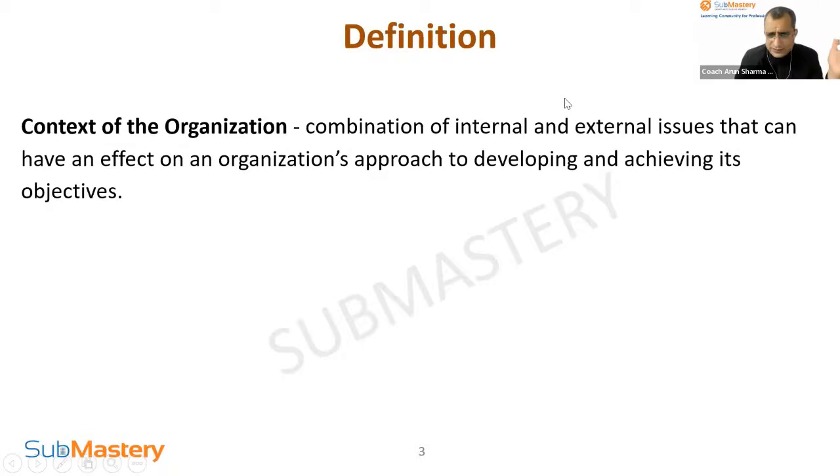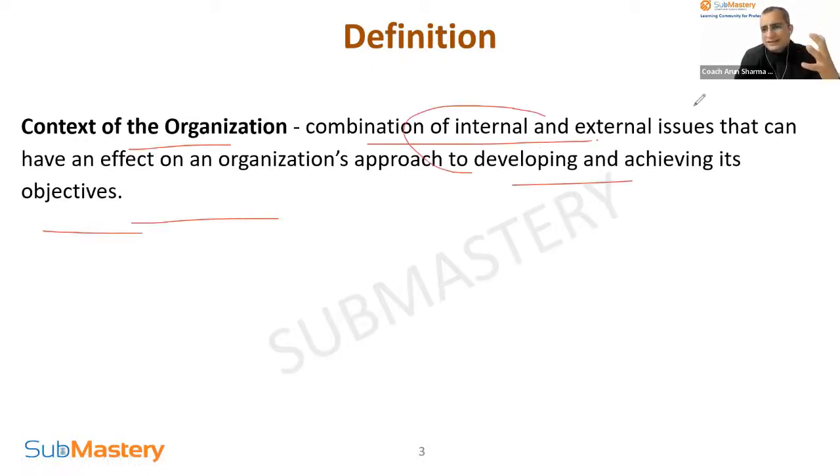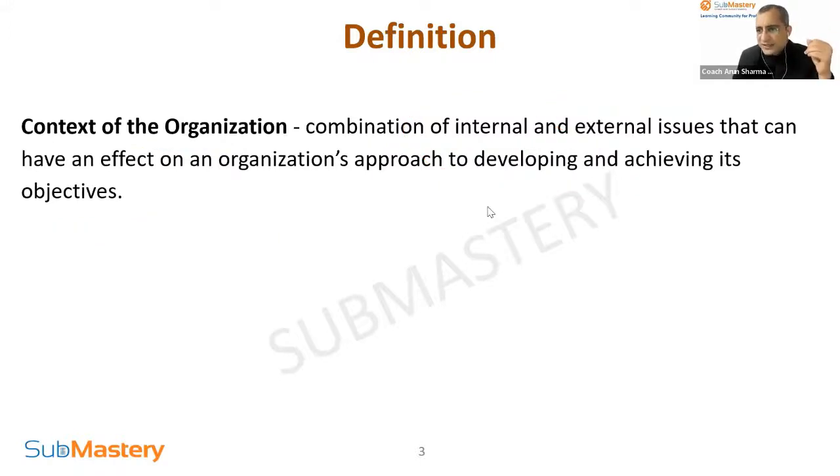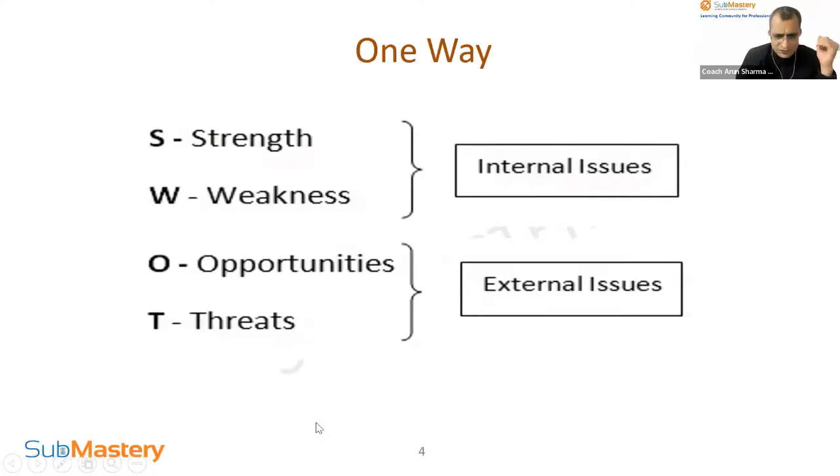So contextual action, as I talked about, is a combination of internal and external issues that has an effect on the organization's approach to developing and achieving its objectives. So what is the context of the organization? The context of the organization could be related to internal issues, or external issues, and they will have an impact on your organization. Because of that, you may or may not be able to achieve your organization's objectives or purpose, right? That's the context. Now, there are basically two ways.